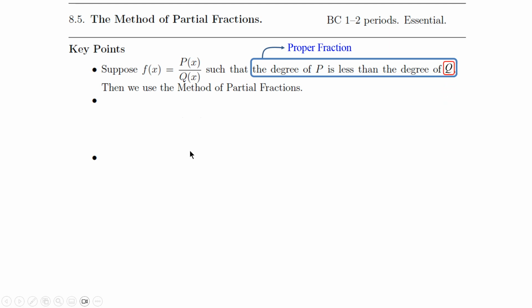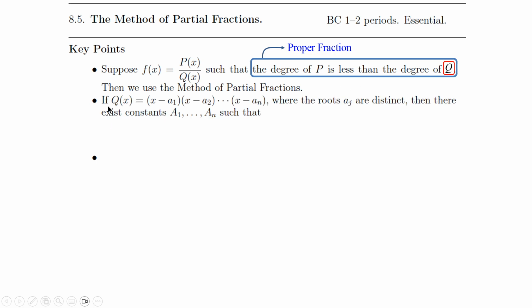So, Q is the divisor right there. What we want is Q to be factorable and have distinct factors. So if Q of x equals x minus a sub 1, times x minus a sub 2, and so on, all the way to x minus a sub n, where the roots a sub j are distinct, then there exist constants A sub 1 through A sub n such that p over q of x equals A sub 1 divided by my first factor plus A sub 2 divided by my second factor, and so on.